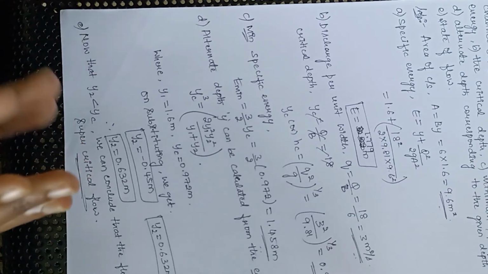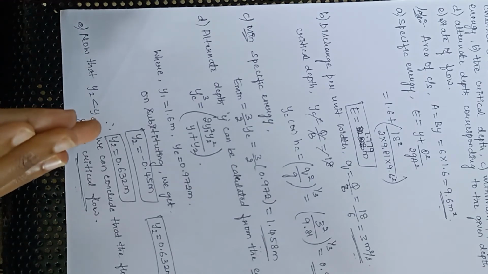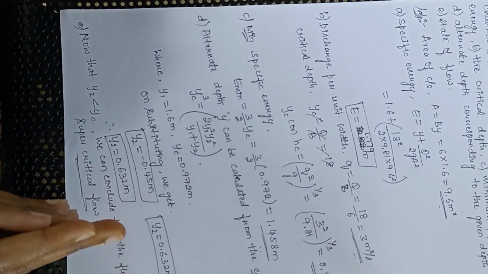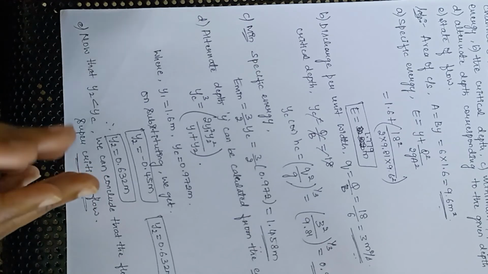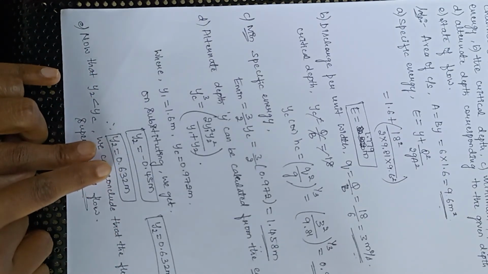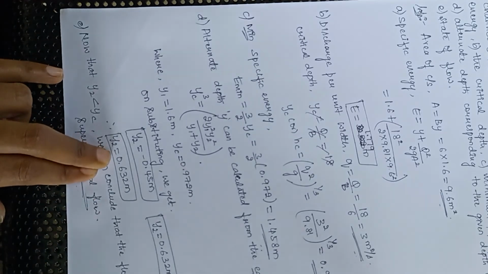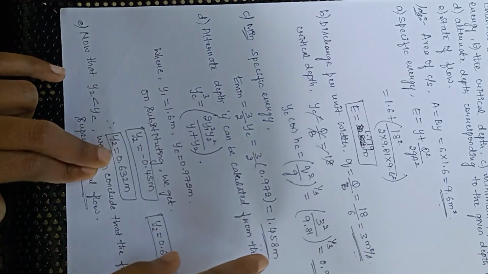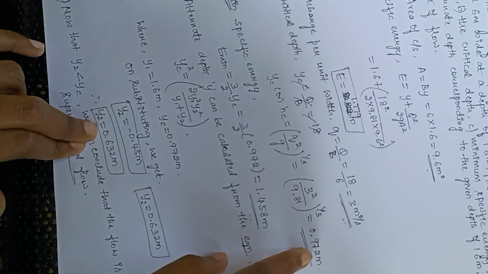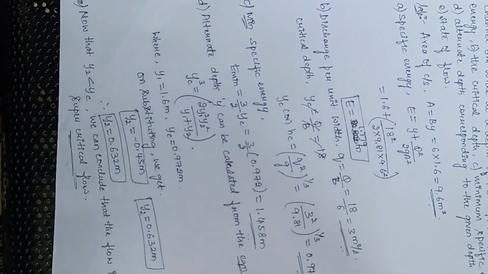In critical flow, y2 will be equal to yc. In subcritical flow, y2 will be greater than yc. In supercritical flow, y2 will be less than yc. Here we have the value of y2 as 0.632 and yc as 0.972. So we got y2 less than yc. For that reason, the flow taking place within the rectangular channel is supercritical flow.